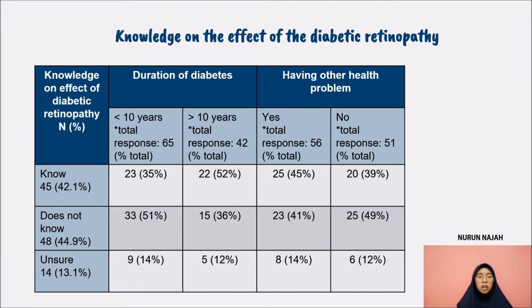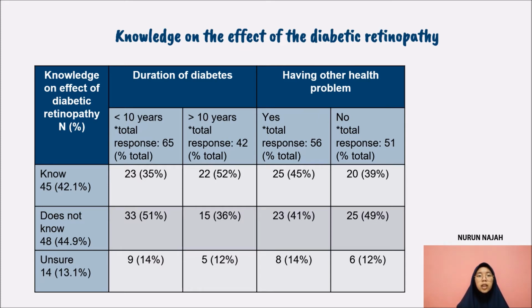From these participants, there are 23 people having diabetes for less than 10 years, which refers to 35% of the total participants that have diabetes for less than 10 years. Meanwhile, 22 participants are having diabetes for more than 10 years, which represents 52% of the total patients with the duration more than 10 years. This data shows that the duration of having diabetes can affect the individual's general knowledge.